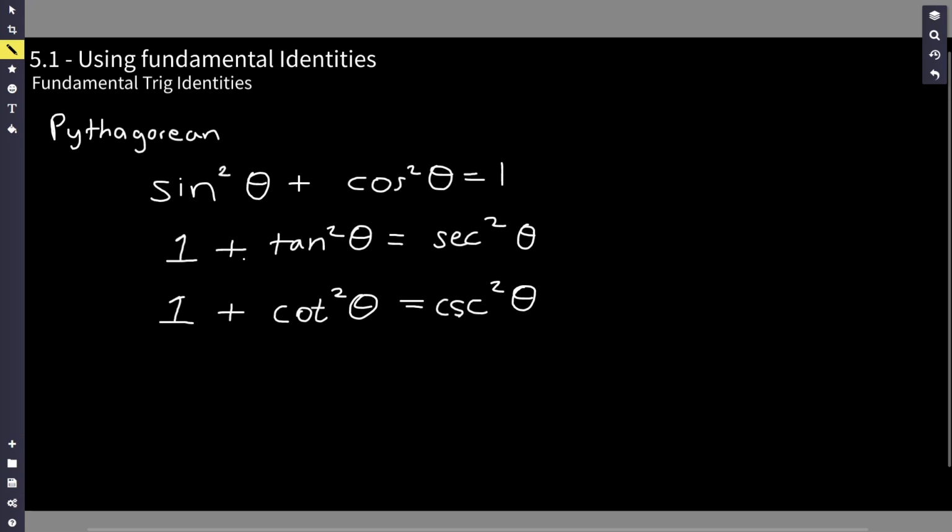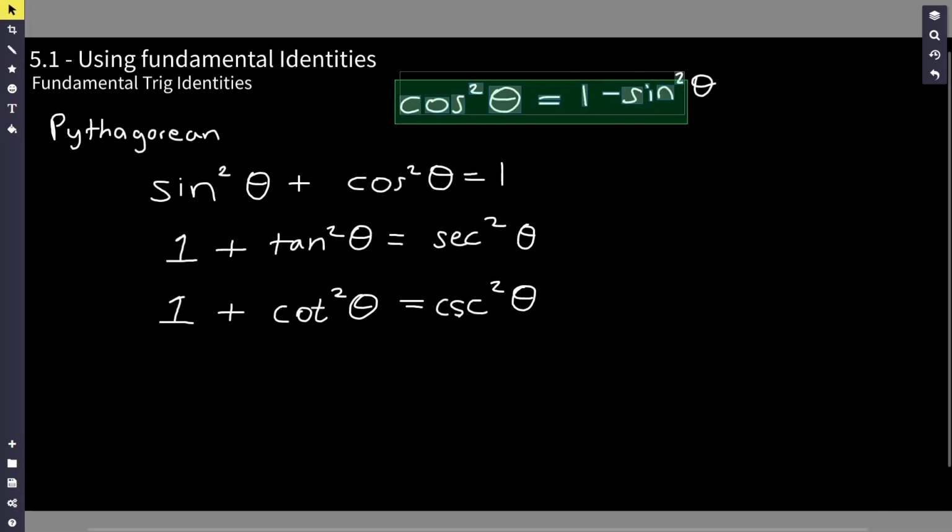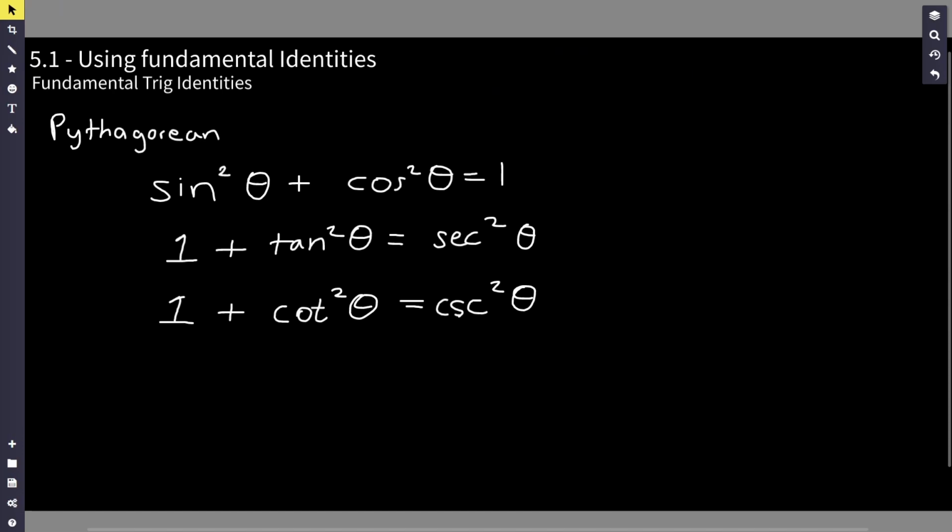And keep in mind that these identities can come in different forms. So if you subtract, for example, sine squared of theta on both sides of the equation, then cosine squared of theta is equal to 1 minus sine squared of theta. So keep an eye out for moments where you could use these identities as a different equation.